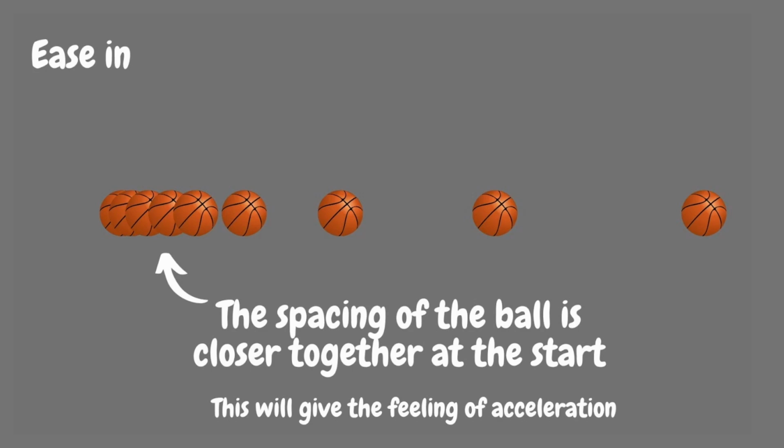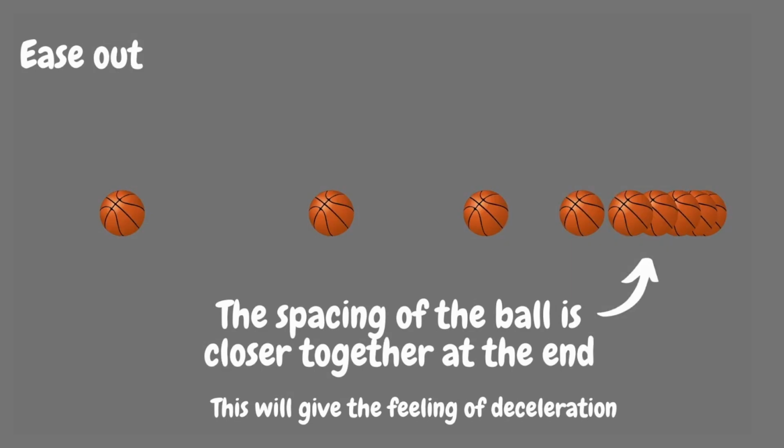So you can see the placement of the ball on each one of these frames at the beginning is really close together, which is going to give you that acceleration feeling. So it's going to start slowly and then pick up speed as it moves across the screen. And then we have the ease out, which is kind of the opposite of that. You can see the spacing on the first couple frames, the ball is really far apart. And then as it comes to a stop, that spacing is closer and closer together, giving you the feeling of deceleration.